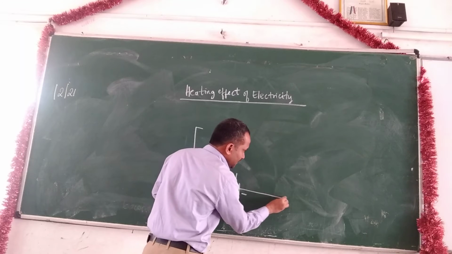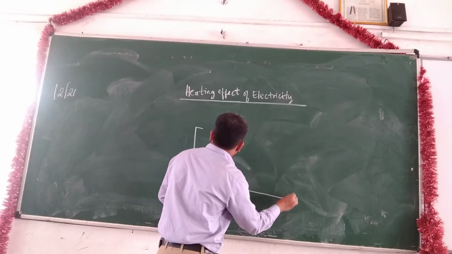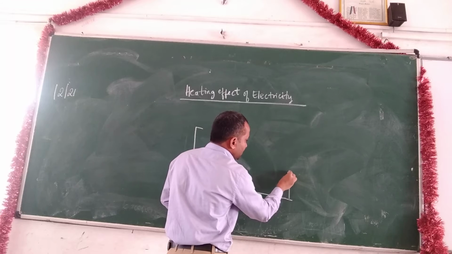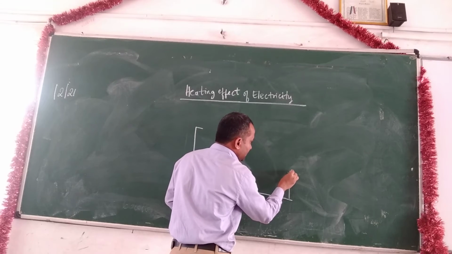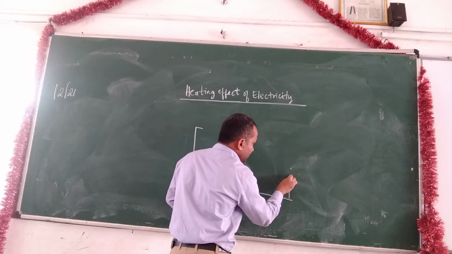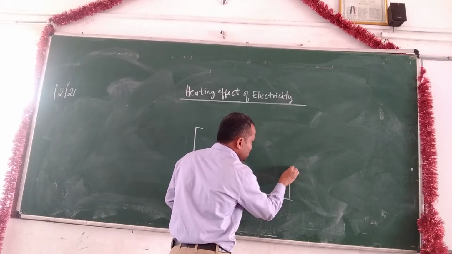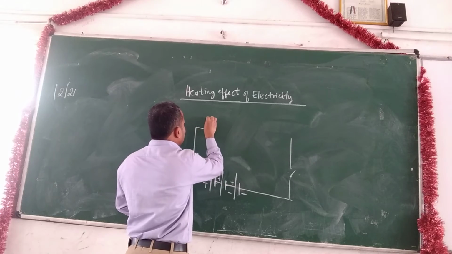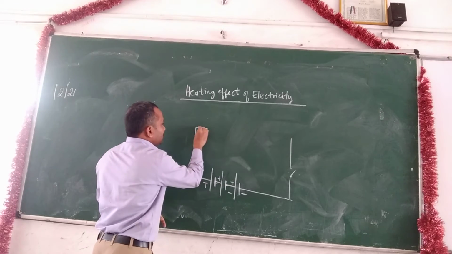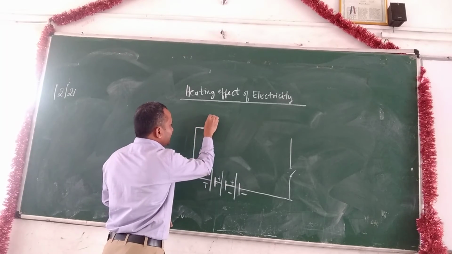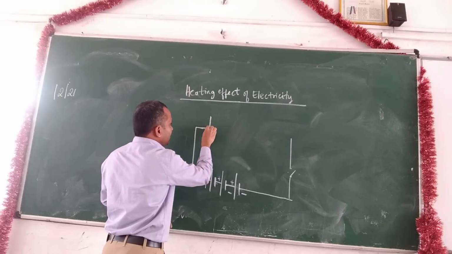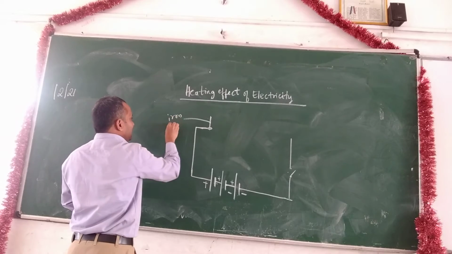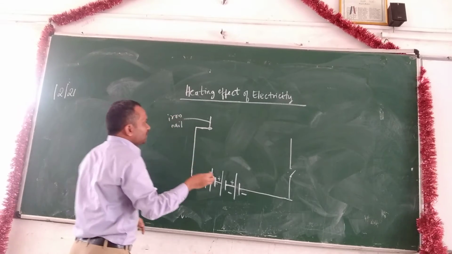So we will connect, and make a switch here. Let it be open. This switch, continuing with the circuit. Here I will connect this wire to a nail, an iron nail. I will wind it around. This is called the iron nail.